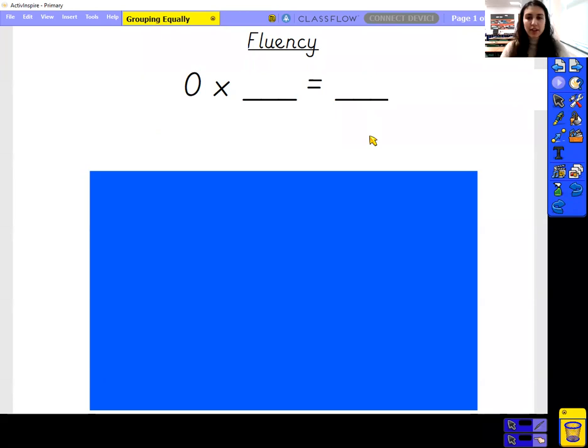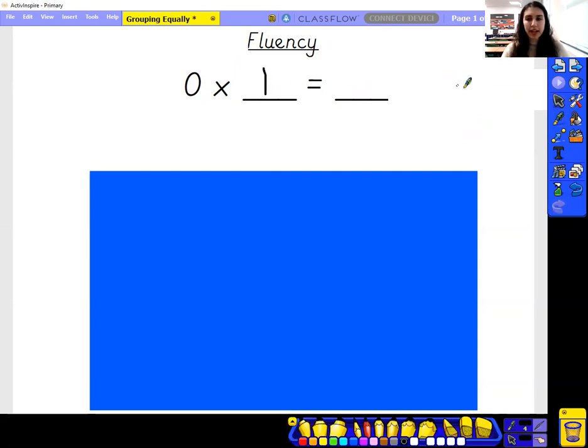So let's start things off with some fluency. Today we're looking at what happens when we times 0 by something, so when we do multiplication and 0 is one of our factors. But remember, there are two ways that we can look at multiplication. We can say that there are 0 groups of, let's say 1, for example.